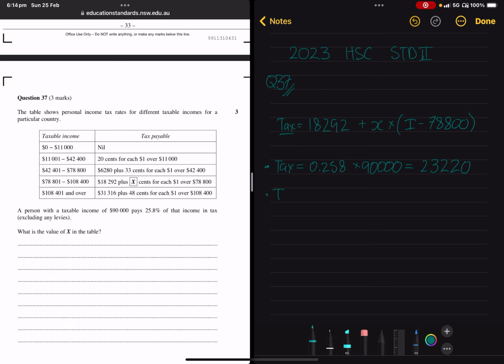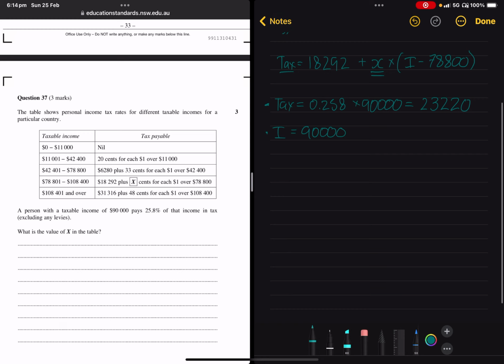The income term that we're missing is the 90,000. This was the person's income in this case. The only term we're missing is the X, and that's actually what we're being asked to find. So if we rearrange this expression, solve it for X, plug tax and income in, then this will give us the X value. So I'm going to do this as an algebra rearrangement. So we have tax is 18,292 plus X, the number we're after, times income minus 78,800.